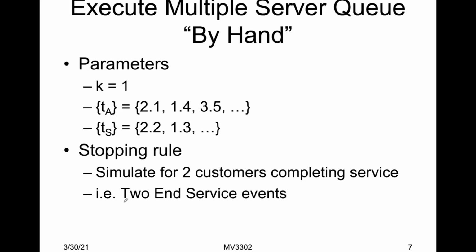Okay, so let's look at example parameters. k is equal to 1. We're going to have 1 server, so we'll start simple. Then let's suppose that the inter-arrival times are given by these numbers, and our service times are given by these numbers. The first guy is going to show up at time 2.1. The next one is going to show up 1.4 later. And then the third one is going to show up 3.5 after that. The first service time is going to be 2.2, and the second is going to be 1.3.